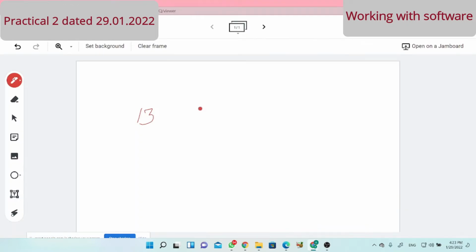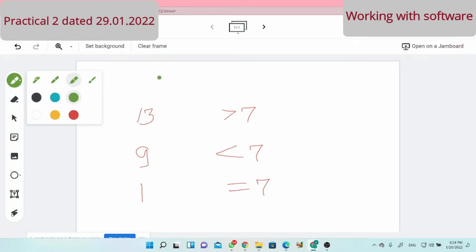13 students are saying the answer is more than 7. 9 are saying the answer is less than 7. And 1 is saying the answer is 7. What was the question? For which solution? Acid solution. And what is asked? Listen carefully. What is asked?